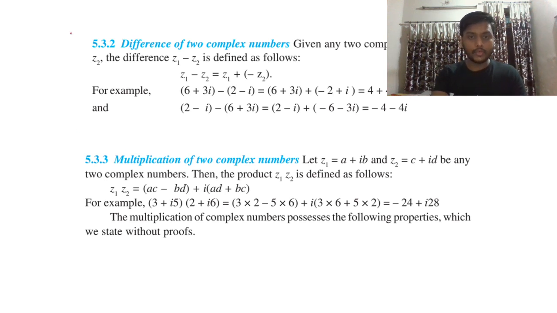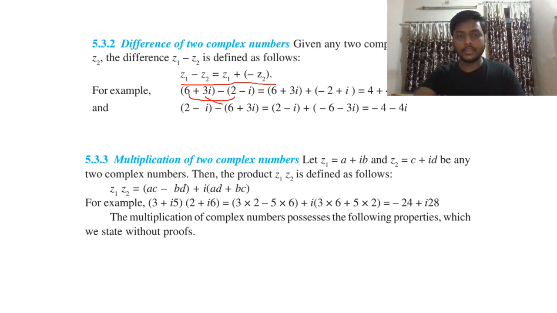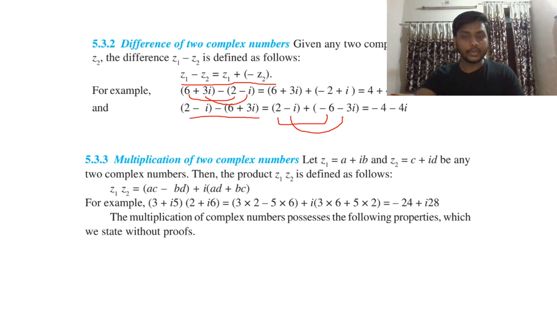Okay, then we have the difference of two complex numbers. Again, very simple, as you can see, z1 minus z2. So again, you subtract the real part from the real part, and you subtract the imaginary part from the imaginary part. That's how you do this. Okay, so you have 2 minus iota minus 6 plus 3 iota, that will be 2 minus 6, and then you have minus 1 minus of minus 4 iota. That's how you can solve this particular thing. Okay, got it.